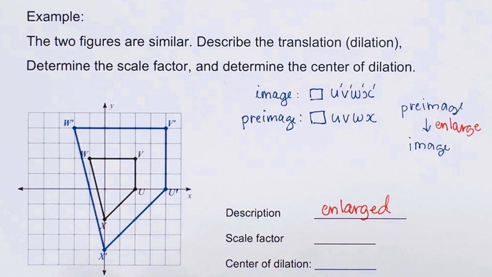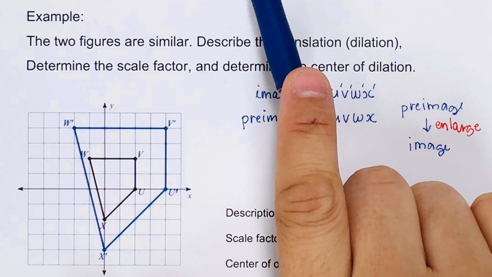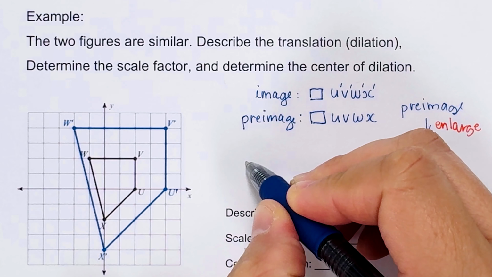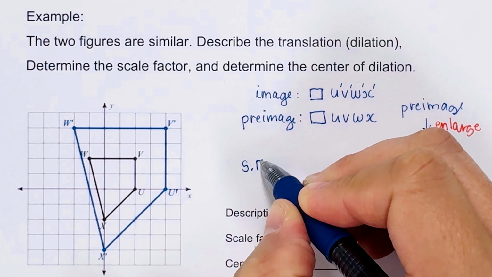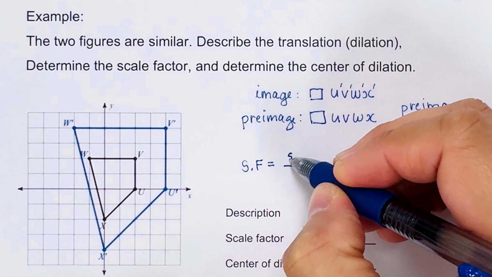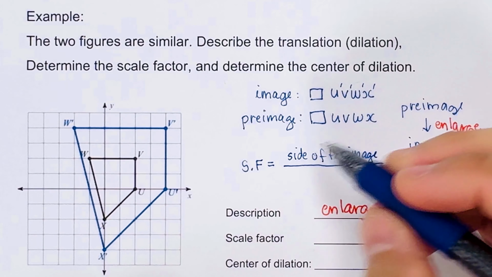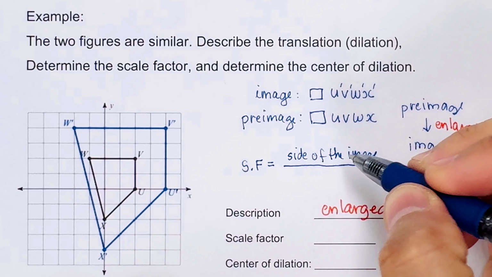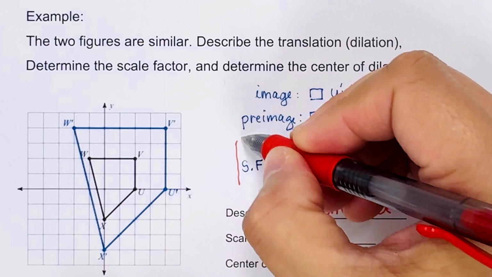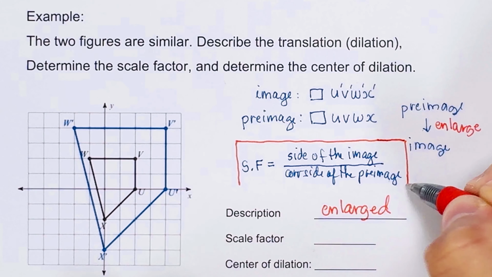Okay, so what do we expect of the scale factor if this was being enlarged? In the rule right here, it says it should be greater than 1. So how do we solve for the scale factor? I'm just going to write the scale factor acronym SF. To determine the scale factor, we need to match up corresponding sides. That is the side of the image over the corresponding side of the pre-image. This is the formula to find the scale factor.